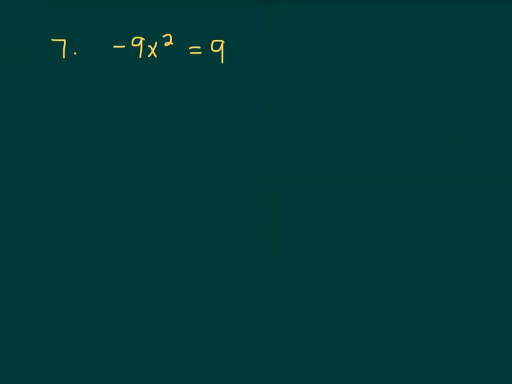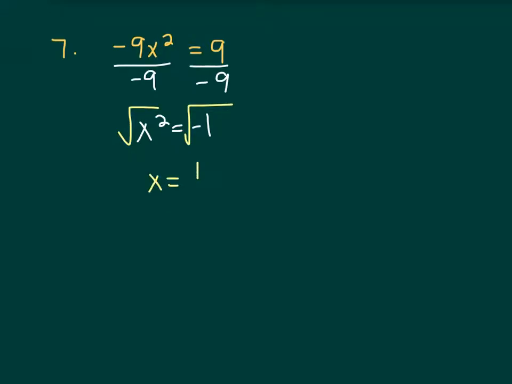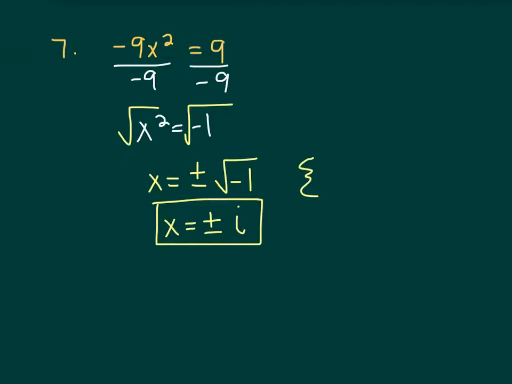Number 7, negative 9x squared equals 9. It's already set up nicely for us, so we're just going to divide by negative 9 to get x squared equals negative 1. You're familiar with this solution. Square root both sides to get x equals plus or minus, because we took the square root of negative 1, which is just I, so it's x equals plus or minus I. And final answer in solution sets.